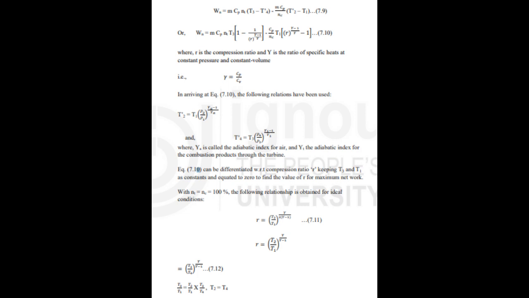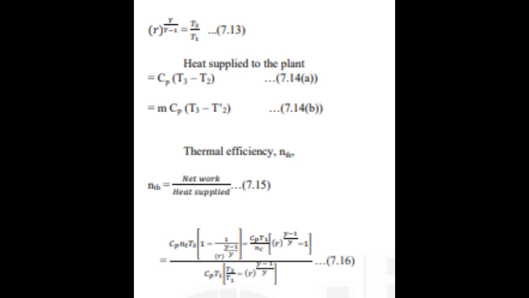Combining equations 7.2, 7.3, and 7.8, we get the following. Look at the screen. This shows that for maximum net work from the plant, theoretically, the temperature of gas at the end of compression is the same as the temperature at the end of expansion. The optimum compression ratio for maximum thermal efficiency can be obtained from the relation, under ideal conditions, i.e., ηT = ηC = 100%, as follows. Look at the screen.